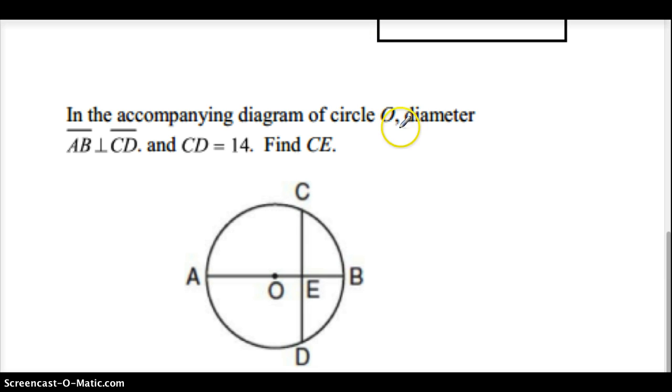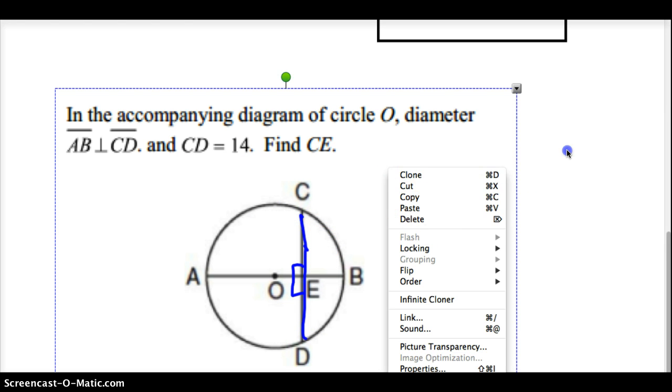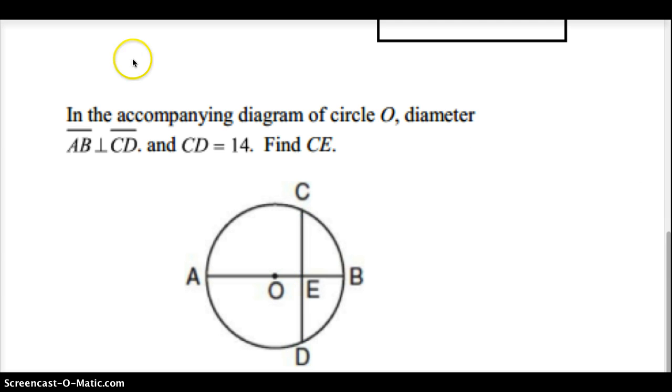In the diagram, this is a real Regents problem, the diameter AB is perpendicular to CD. So these are perpendicular, meaning there's some 90-degree angles right there. What we know is CD is 14. What I want to know is the length of CE. I want to find out what CE is equal to.